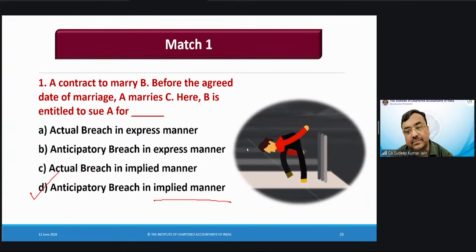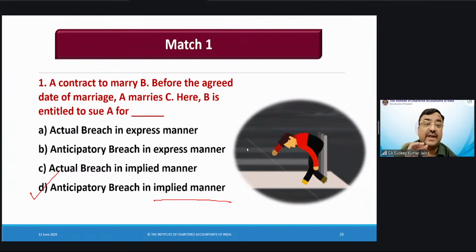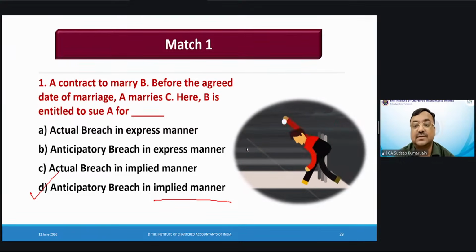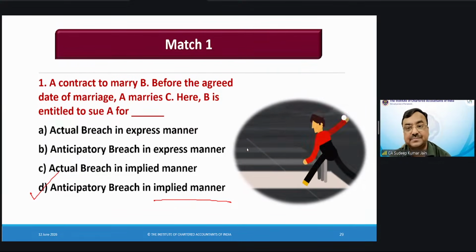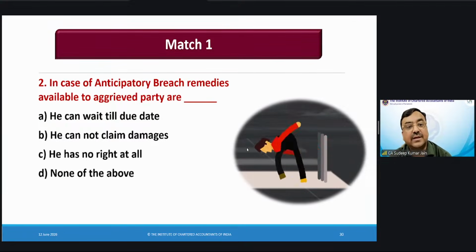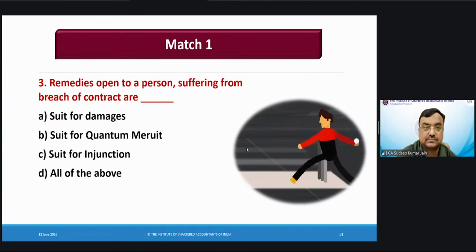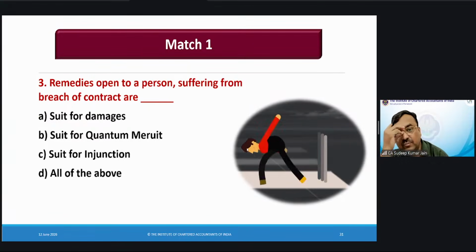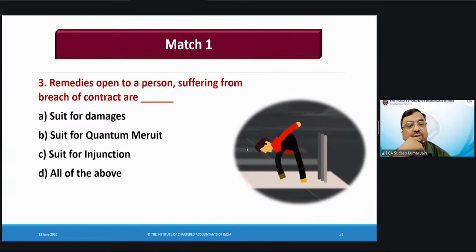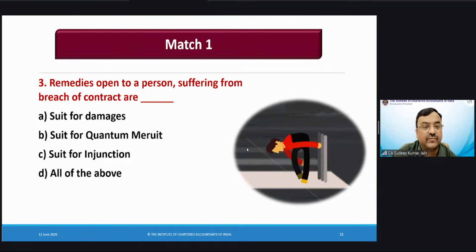Actual breach may be possible when on the due date, before the agreed date is anticipatory breach. In case of anticipatory breach, he can wait till the due date. Remedies open to a person suffering from breach of contract are all of the above.